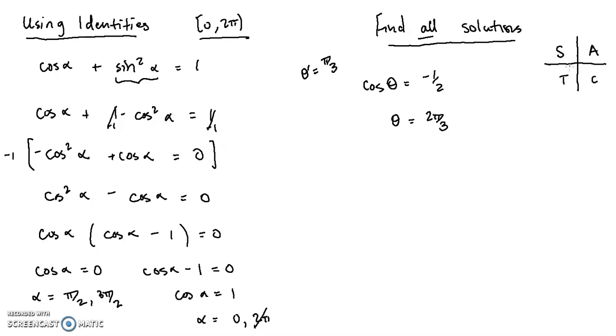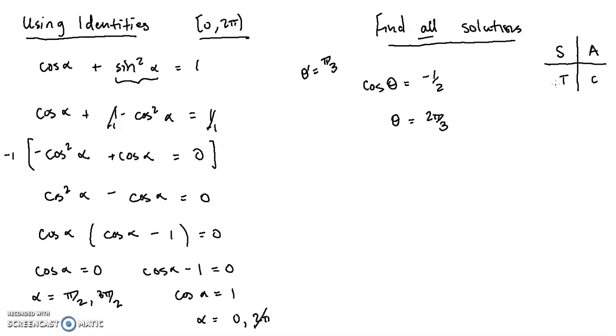And then in the third quadrant, cosine is negative again. So pi over 3 in the third quadrant would be 4 pi over 3. Okay, so we want to find all of the solutions. So could I, from 2 pi over 3, get all of the solutions?